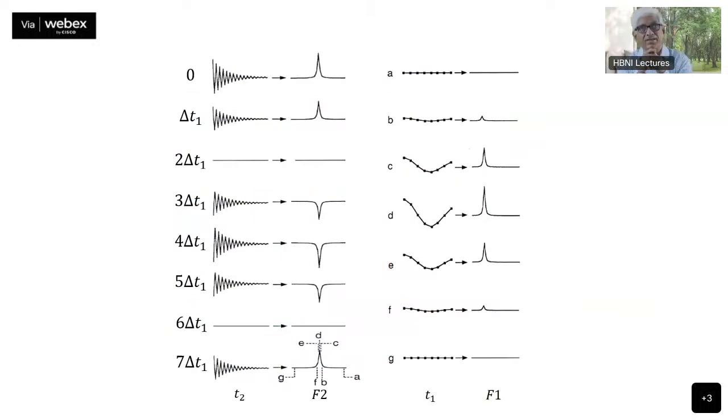Okay, how does it look? This is again a schematic. How does the two-dimensional experiment work? Consider here these many experiments performed. First of all, you have the time T1 equal to 0. You have the FID, which is like this. And as we said before, it produces a spectrum, which is like this, an absorptive spectrum.